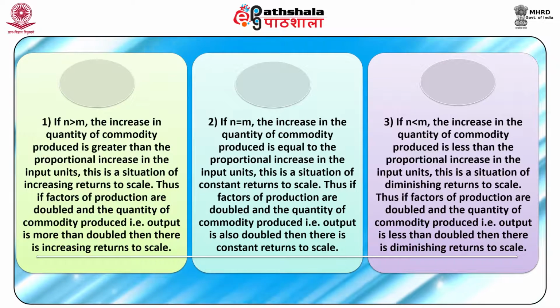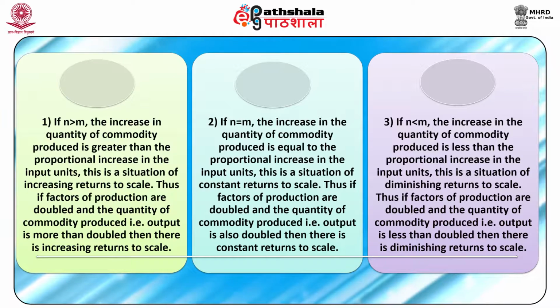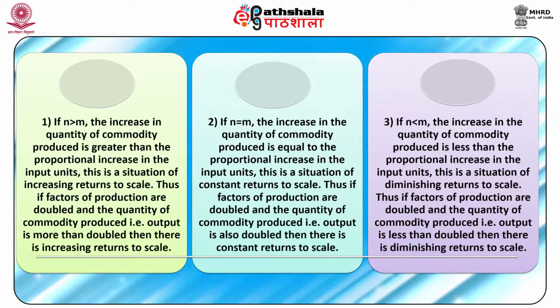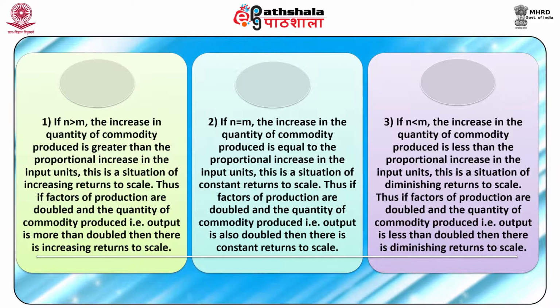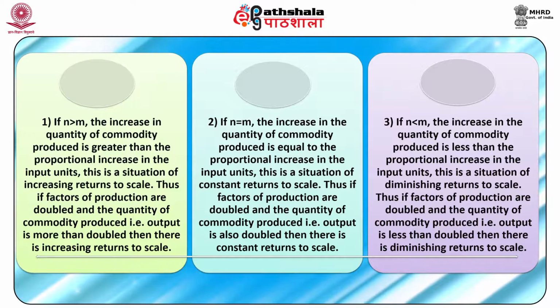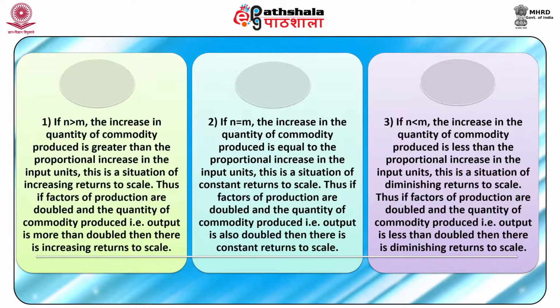Second, if N is equal to M, the increase in the quantity of commodity produced is equal to the proportional increase in the input units. This is a situation of constant returns to scale. Thus, if factors of production are doubled and the output is also doubled, then there is constant returns to scale.